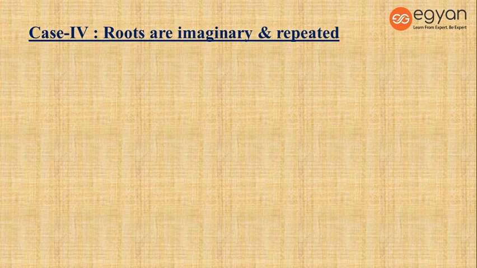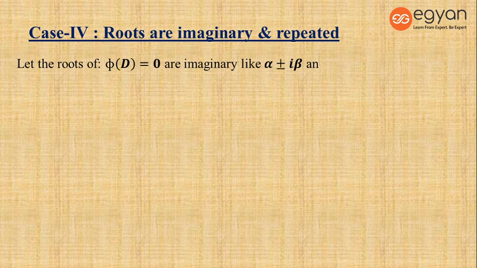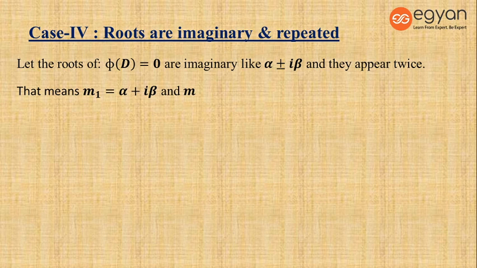Now the last case, case number 4, when roots are imaginary and repeated. Let the roots of the auxiliary equation phi of D equal to 0 be imaginary, the same case, alpha plus or minus i beta, and they appear twice, repeated. That means m1 equal to alpha plus i beta and m2 equal to alpha minus i beta occur twice.